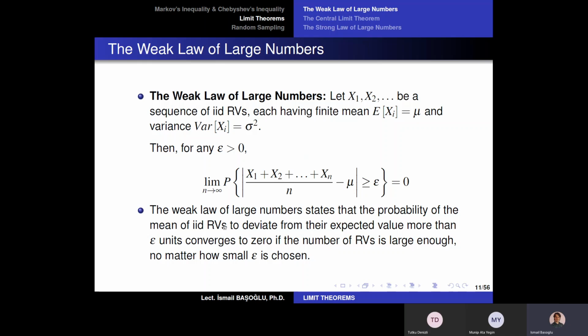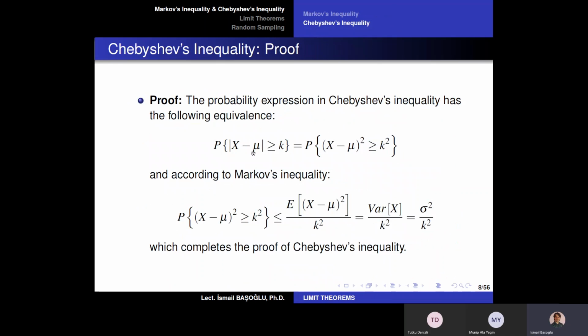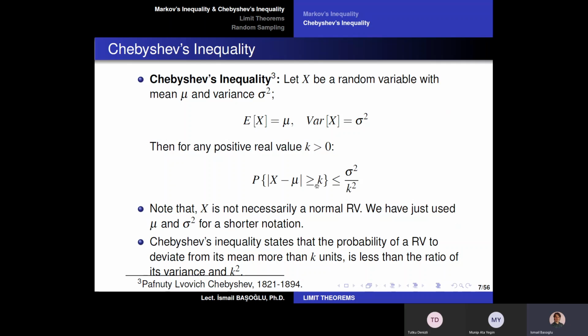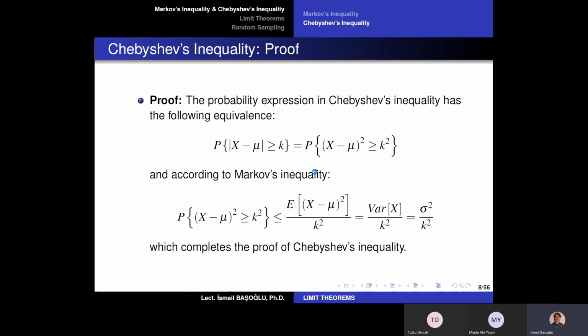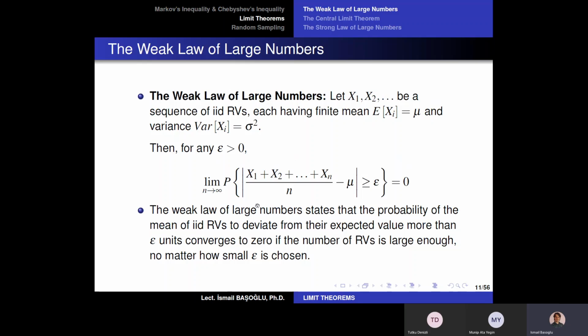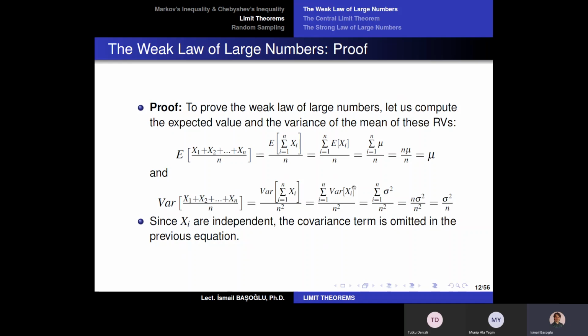Okay, let's prove that weak law of large numbers. Now, how can you prove that? I think we can use Chebyshev's inequality, because that probability statement inside the limit totally looks like the probability statement in Chebyshev's inequality. We have greater than, an absolute value, and a difference from the mean, and so on and so forth.